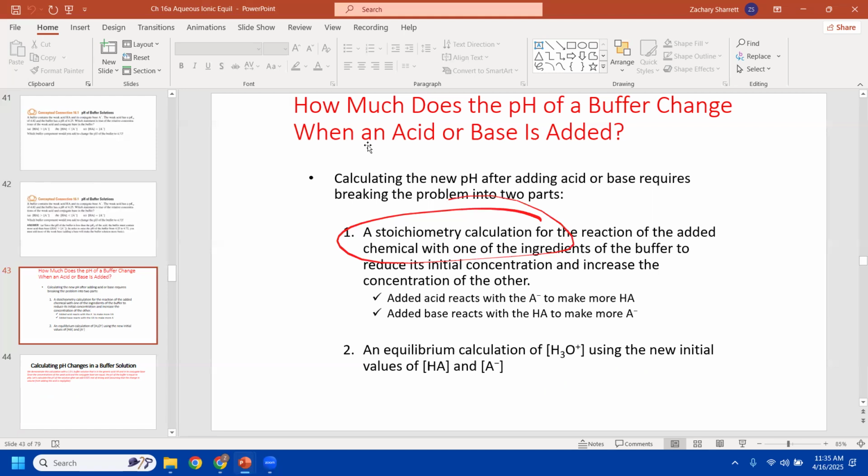So a stoichiometry calculation for the reaction of the added chemical with one of the ingredients of the buffer to reduce its initial concentration and increase the concentration of the other. What that means is if we add acid, it reacts with the A minus to reduce the A minus, but it also increases the HA. Does that make sense?